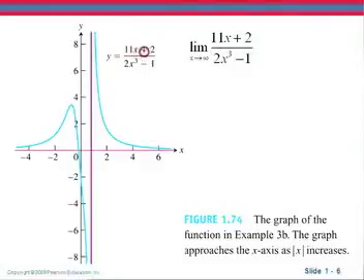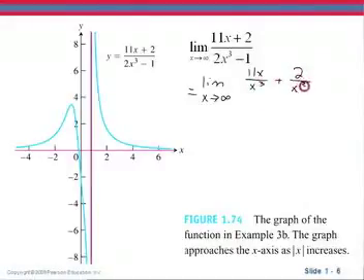Now let's take another example. This is the graph of y equals 11x plus 2 divided by 2x cubed minus 1. And let's think about what happens as our x's become larger and larger, as our x's approach infinity. Again, we look at the leading term on the top and bottom, and we choose the one with the highest variable exponent, which is x cubed. That means we're going to divide every term, top and bottom, by x cubed. 11x over x cubed, 2 over x cubed, 2x cubed over x cubed, and negative 1 over x cubed.